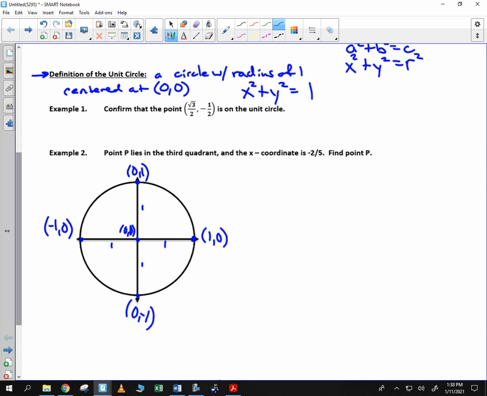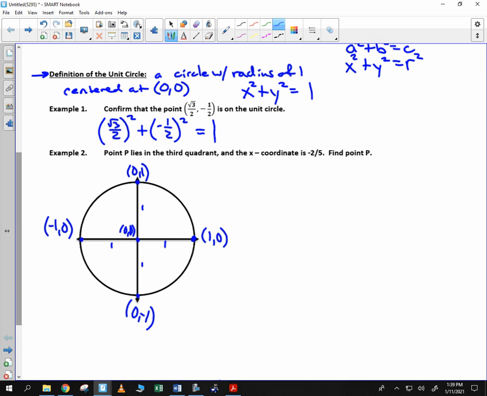What we would like to do is confirm that there are other points on the unit circle other than just these 4. These 4 are very important. You're going to continue to use them for years to come. But the root of 3 over 2 and negative 1/2, that is a point on the unit circle. How can I check? You could take the root of 3 over 2 and square it and add it to negative 1/2 squared, and we will see if we come out with 1.